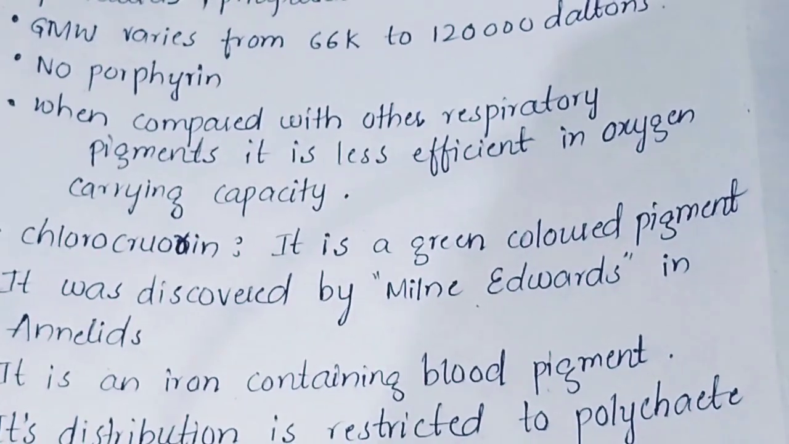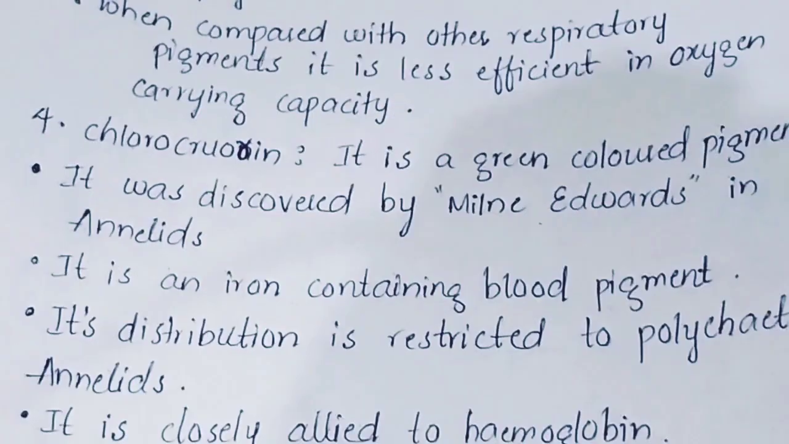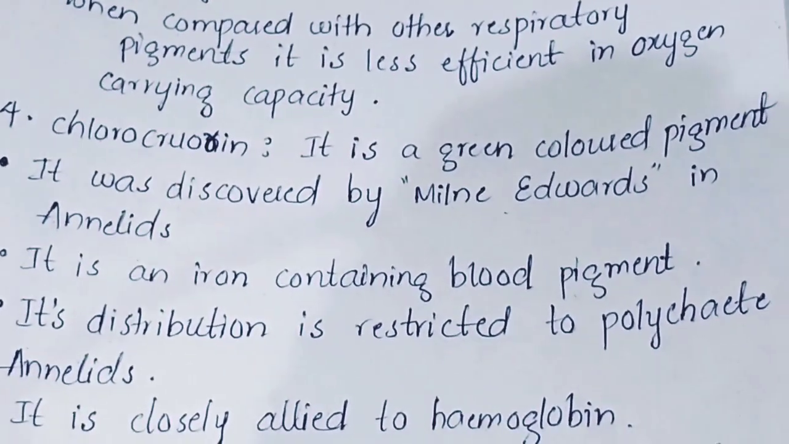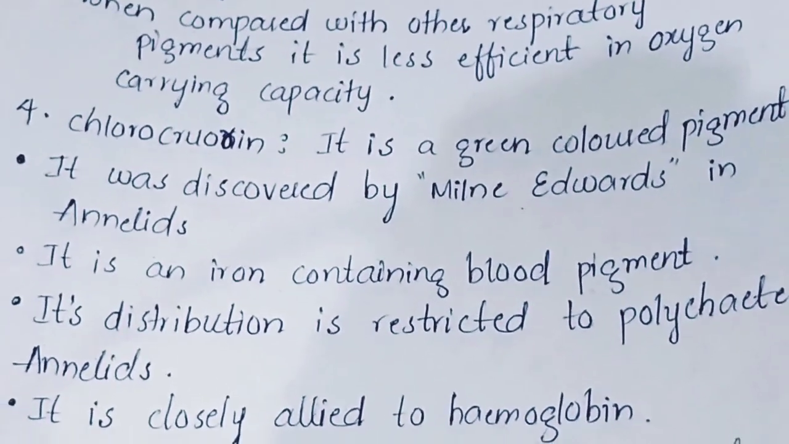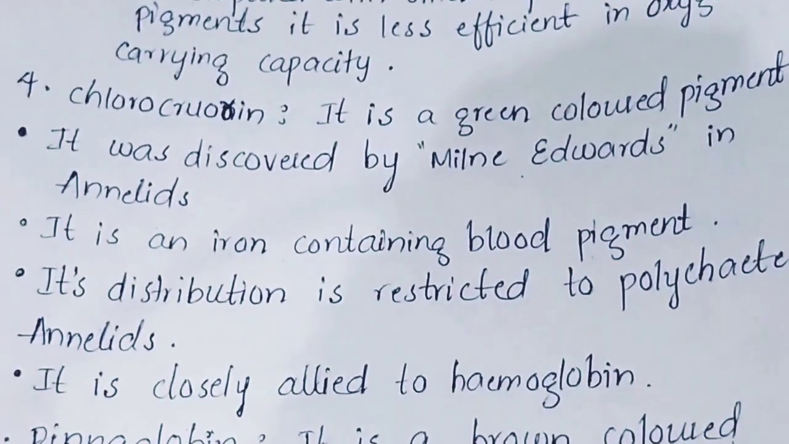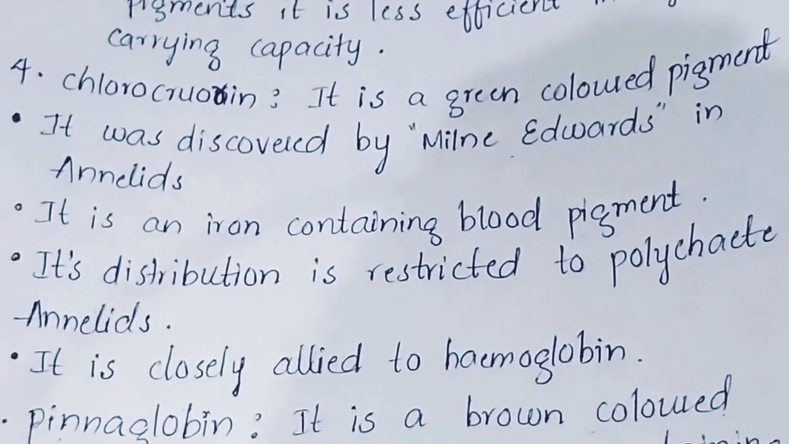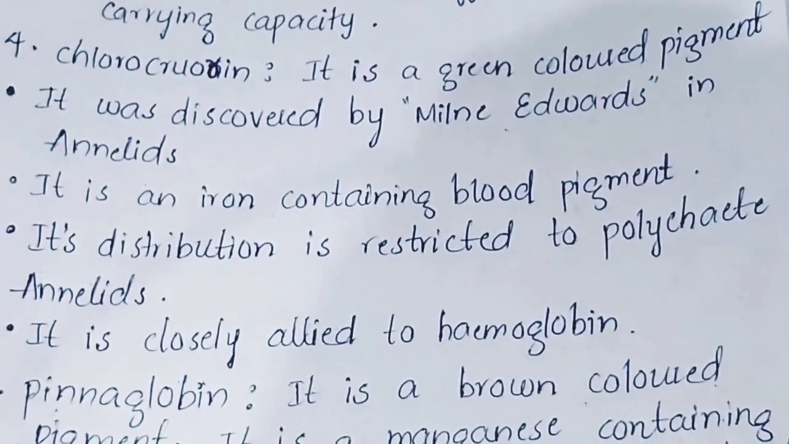And the fourth one is chlorocruorin. It is a green colored pigment. It was discovered by Milne Edwards in annelids. It is an iron containing pigment and its distribution is restricted to the polychaete annelids. It is closely related to hemoglobin.